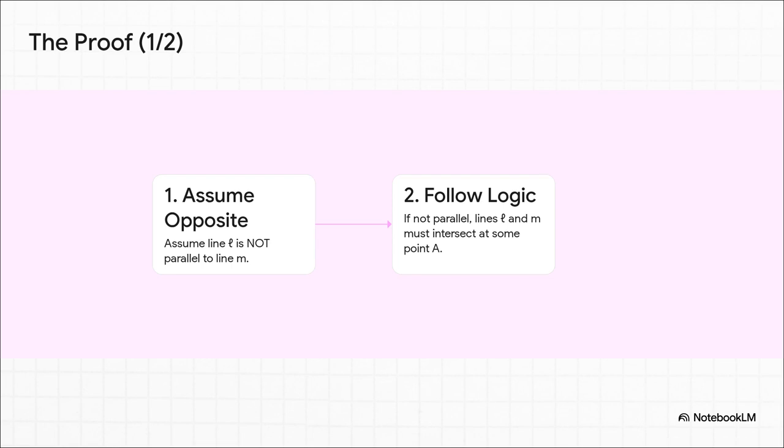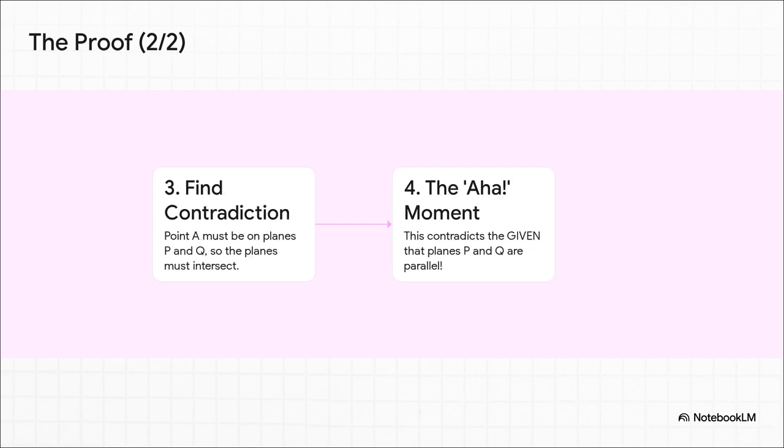Step 1, we assume the exact opposite of what we want to prove. So let's just pretend for a minute that line L and line M are not parallel. Okay, so what would that imply? Well, if you have two lines that are in the same plane and they aren't parallel, they have to cross somewhere, right? So let's call that point where they intersect point A.